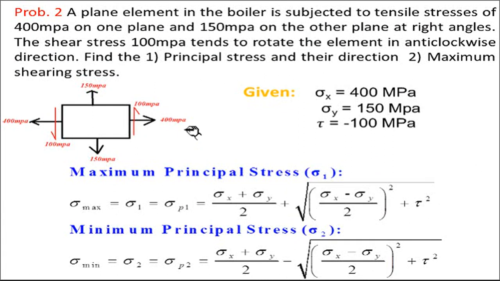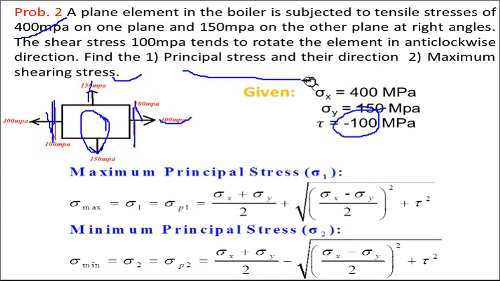Now see the third problem. Here a plane of an element in a boiler is subjected to tensile stresses of 400 MPa, and 150 MPa in the other plane at right angle. The shearing stress acting on the element is 100 MPa, and you can see it is given anti-clockwise. This is because it will rotate the element in an anti-clockwise way. That's why here we must take a negative sign. Find the principal stresses and their direction, and find the maximum and minimum shearing stresses.